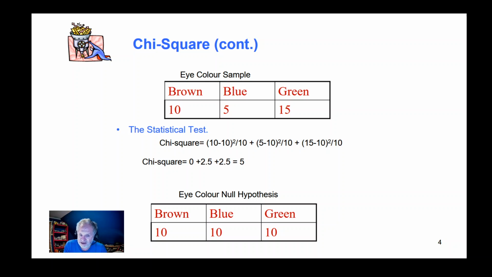Similarly, for the green-eyed part of the sample, I have observed of 15, subtract from it the expected of 10, leaves me the difference of 5. I square that value. 5 times 5 is 25. And then I divide it by the expected of 10, which gives me a value of 2.5. So my chi-square calculation for my brown, blue, and green-eyed people is 0 plus 2.5 plus 2.5. I add that up, and my chi-square observed is equal to 5.